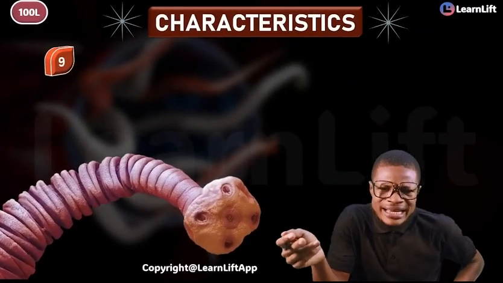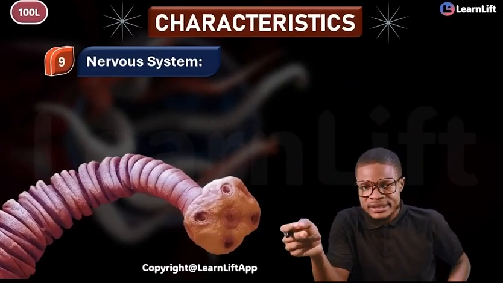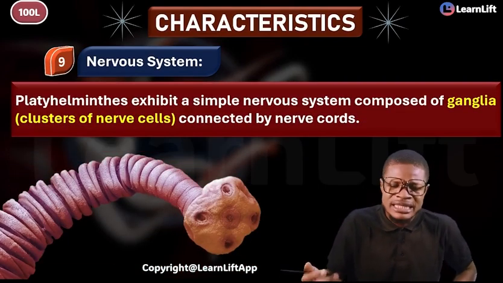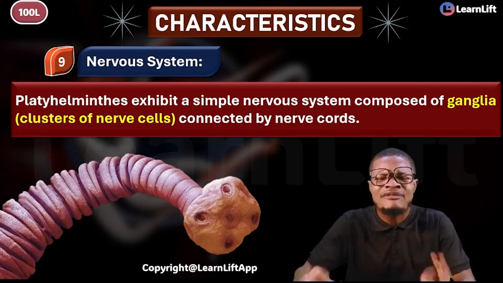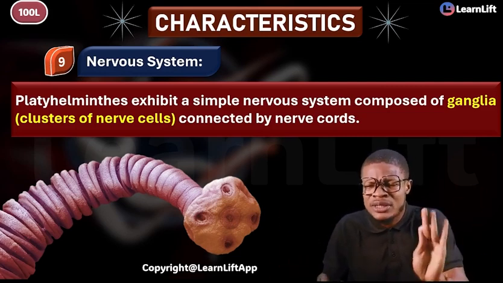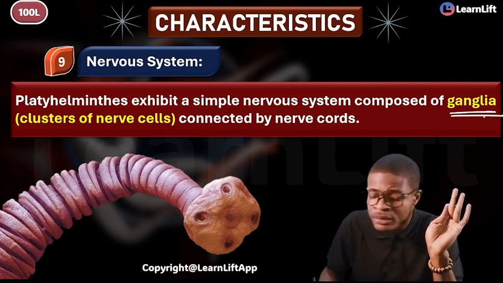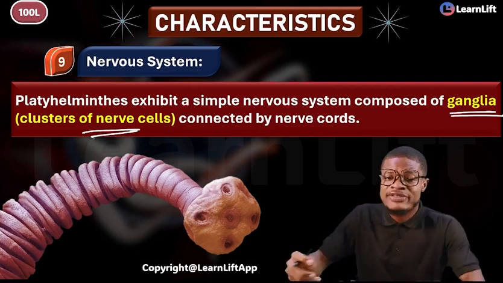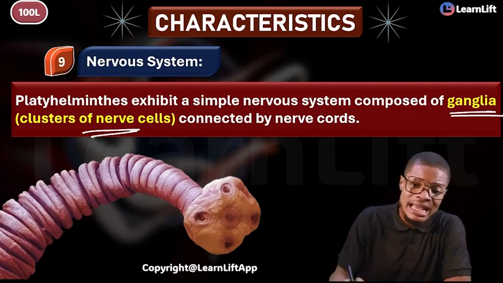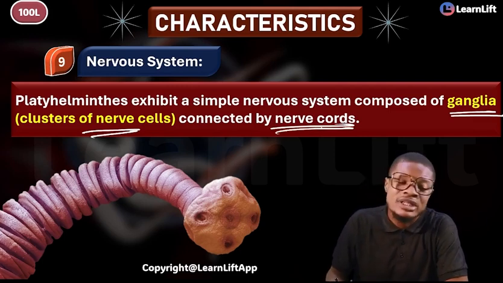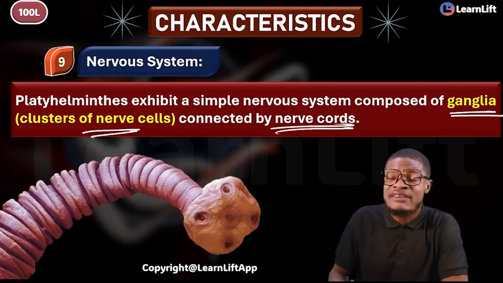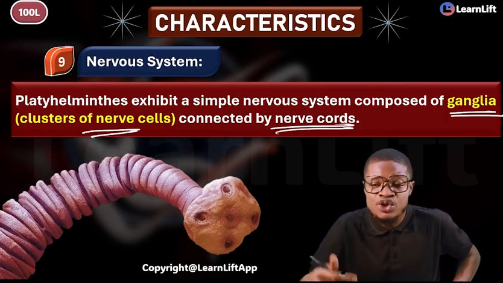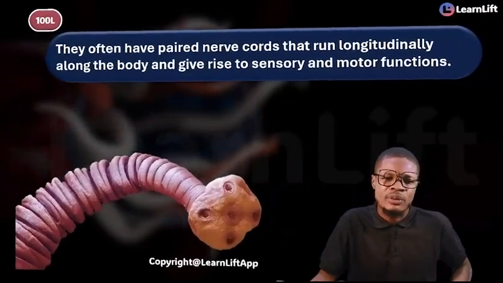Don't forget this: the number 9 characteristic is the nervous system. What type of nervous system do we see in platyhelminthes? They have a simple nervous system. Is it complex or simple? Simple. It is composed of ganglia, which are clusters of nerve cells. Your nerve cells aggregate together to form ganglia, which are connected to each other by nerve cords. So do they have a complex or simple nervous system? Simple, formed by aggregation of ganglia. Another important thing is this, very quickly.